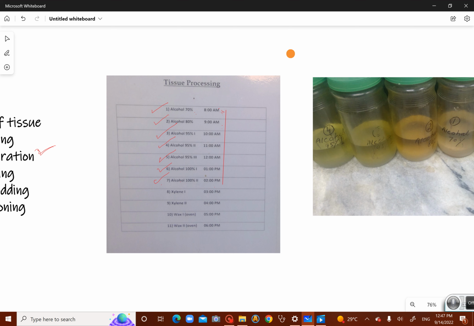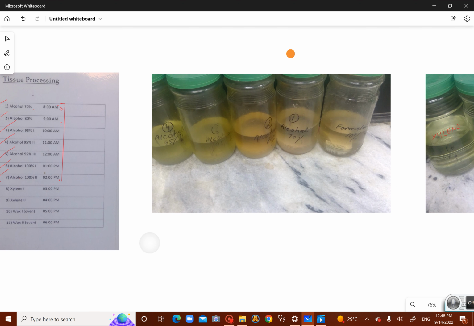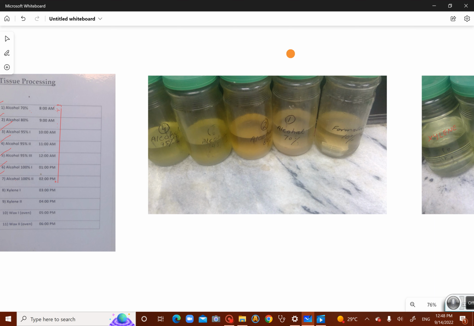So once it is dehydrated, all the water has been removed from the cell. But you still can't infiltrate paraffin inside the cell, because paraffin will not go into the cells unless it finds something in which it is soluble. So after dehydration, this is the process of dehydration. We do it manually. We are not so advanced, and we do not have so much expensive equipment, so we do it manually.